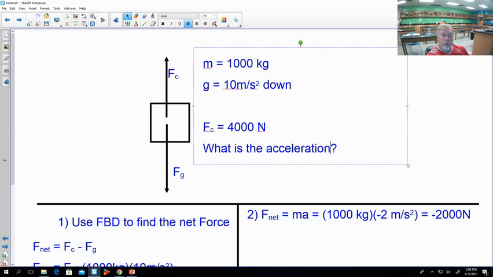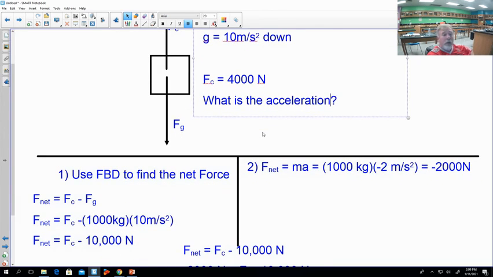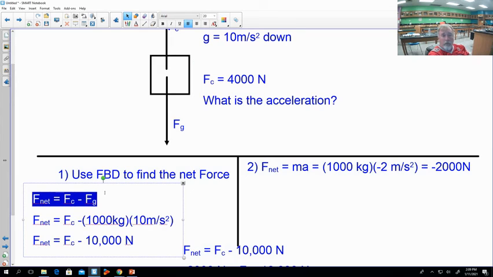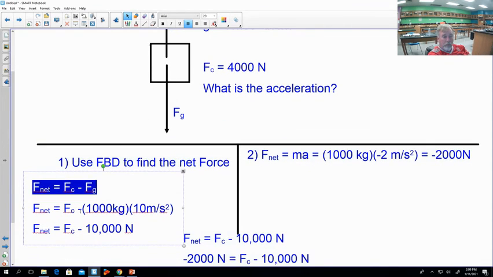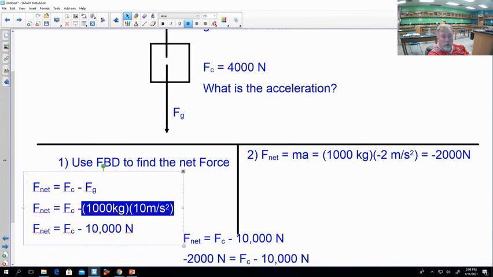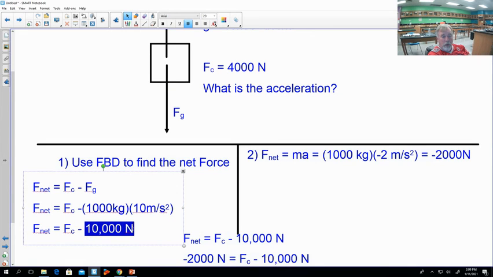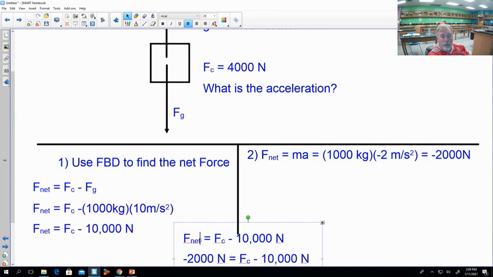How does that change our problem? We're still going to use, from our free body diagram over here in step one, the same thing. We still have F net is equal to FC minus FG. Now, we do know our FG here because we do know our 1,000 kilograms. We know that gravity is pulling down with 10 meters per second squared. So we still know the second piece here. And on this third piece, now we plug in all the numbers.